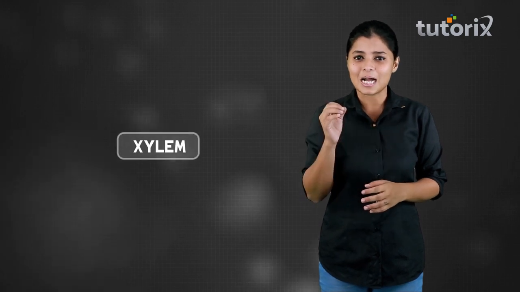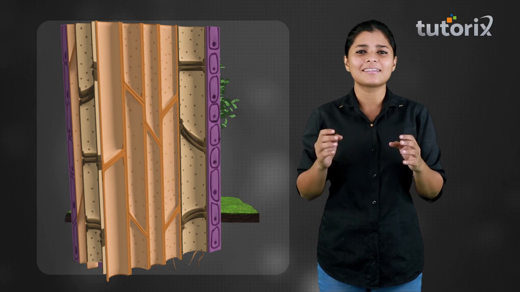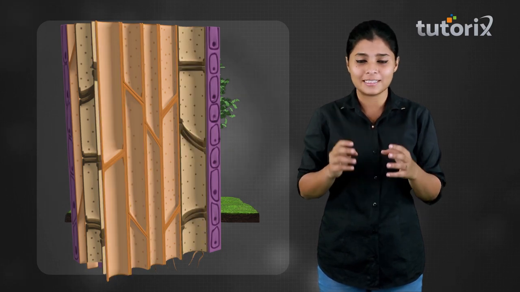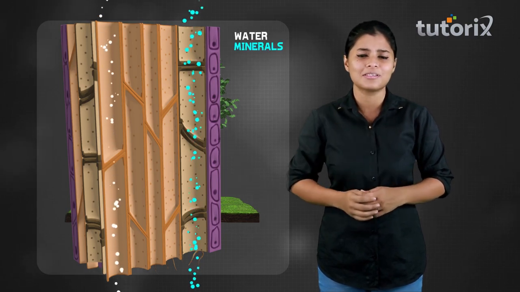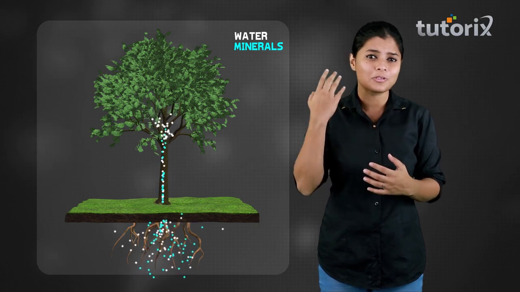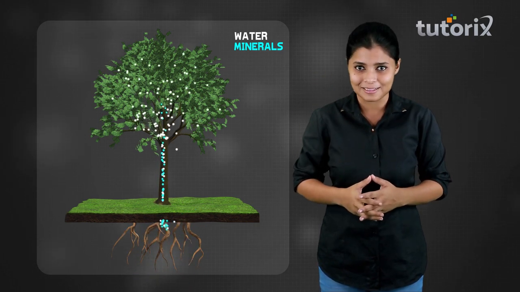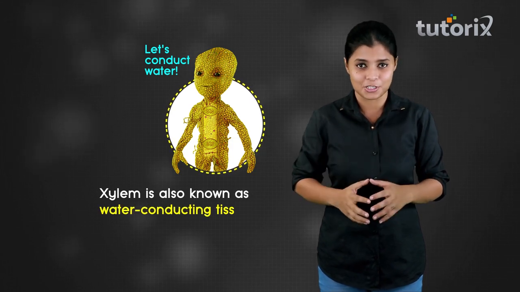The word xylem comes from the Greek word xylon, meaning wood. Xylem cells are thick-walled, elongated, and often dead. Yes, these are the dead tissues that are mainly concerned with conducting water and minerals from the soil through the roots and then sending them from the roots right to the apex of a plant. Thus, this tissue is also known as water conducting tissue.